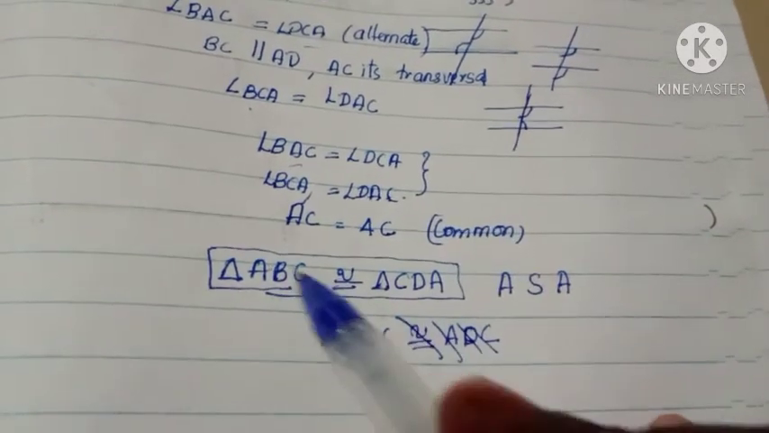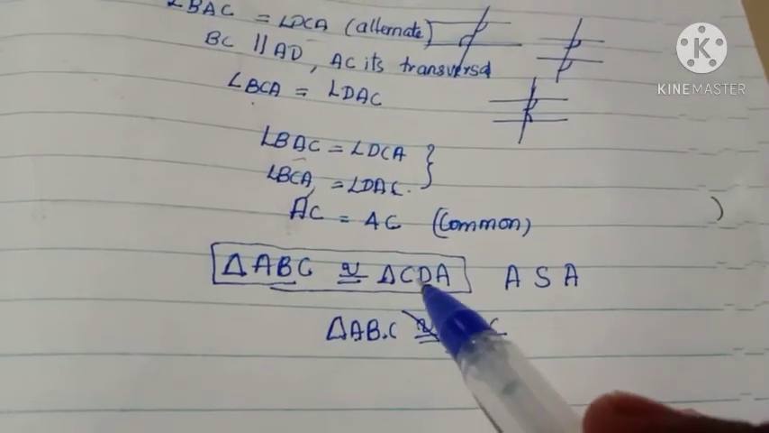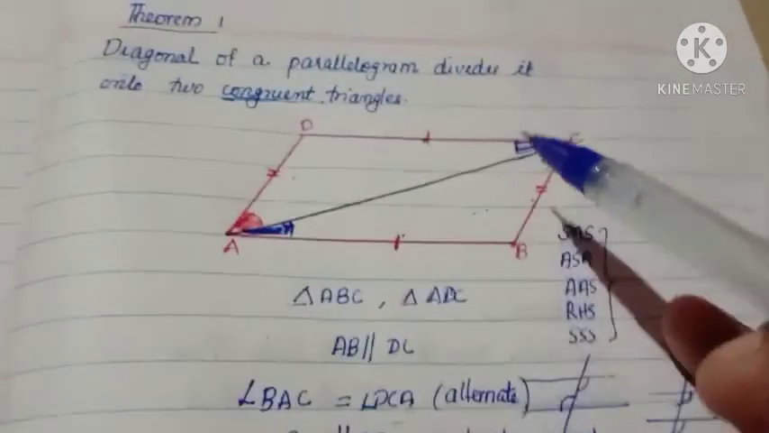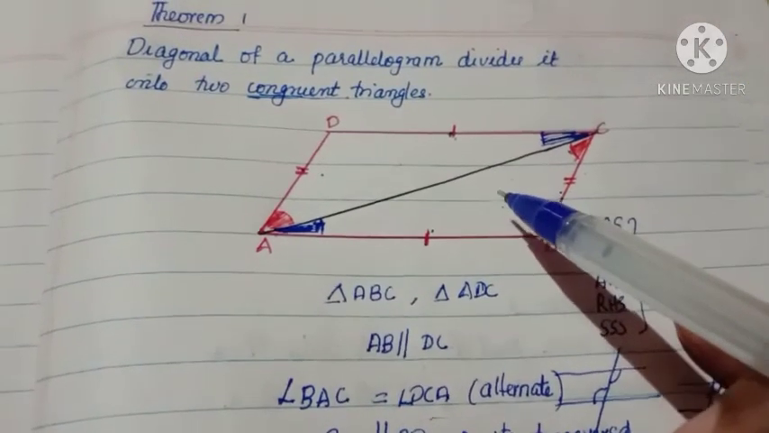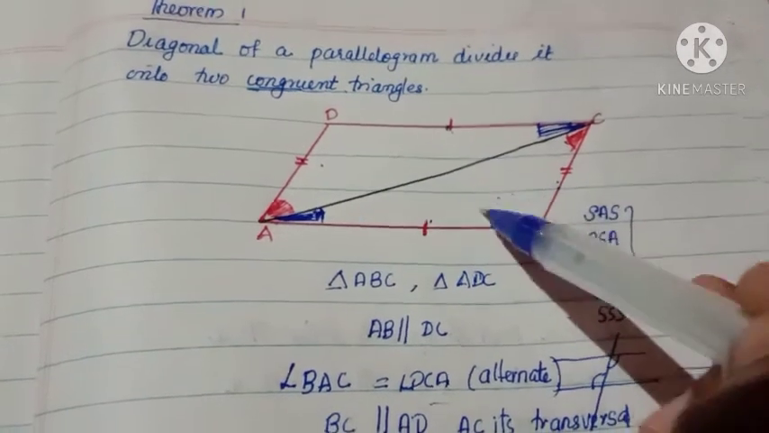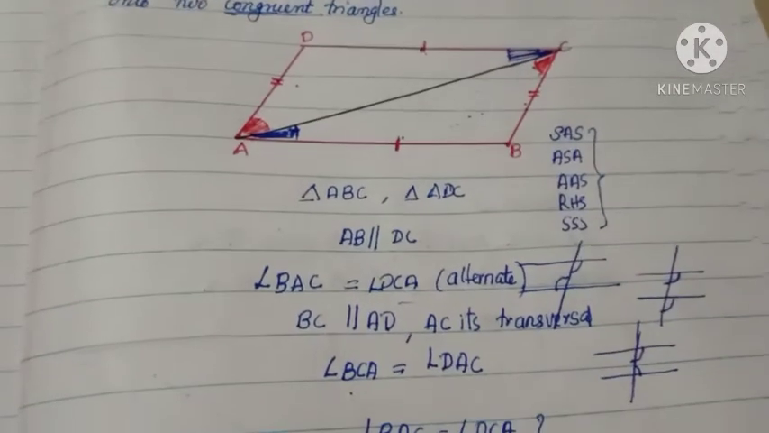Okay. So triangle ABC is congruent to triangle CDA. That's our result or property. These two triangles are congruent to each other.